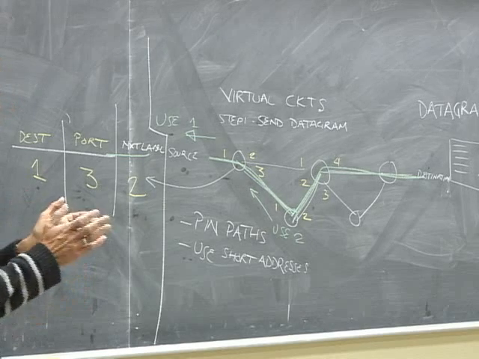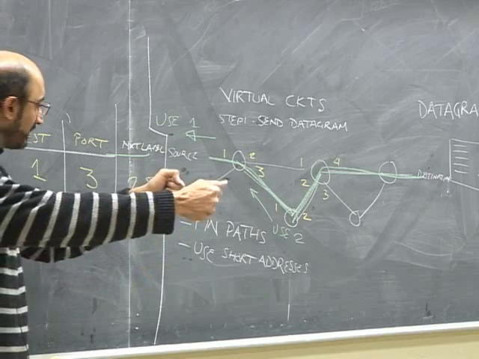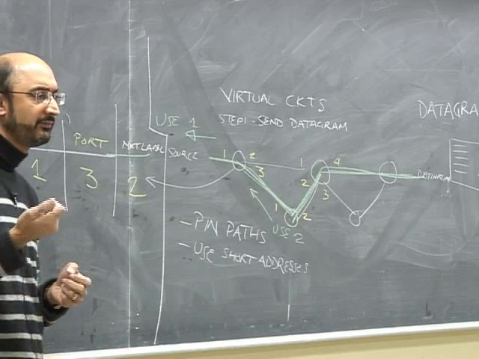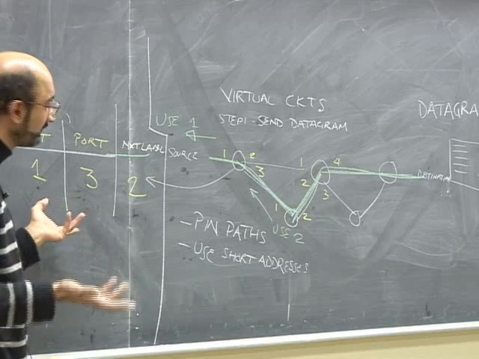And the lookup is very, very straightforward. We don't need to do this longest match and things like that, right? We just take the number, look up the table, and off it goes. And we can therefore build very, very cheap, fast routers. And so this technology is called virtual circuit technology.